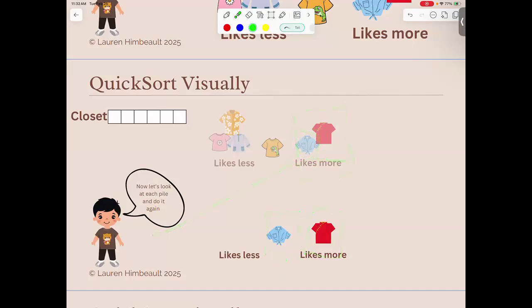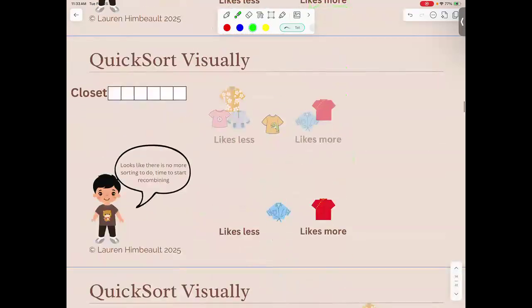So then they're done and they are going to do this again. They're going to look in this pile over here and say, hey, there's only one shirt in there. There's no more sorting to do. So then they come back and look at the less pile and say, well, the less pile is empty. So there's no more sorting to do there either. So since there's no sorting here and there's no sorting here, it's time to start recombining.